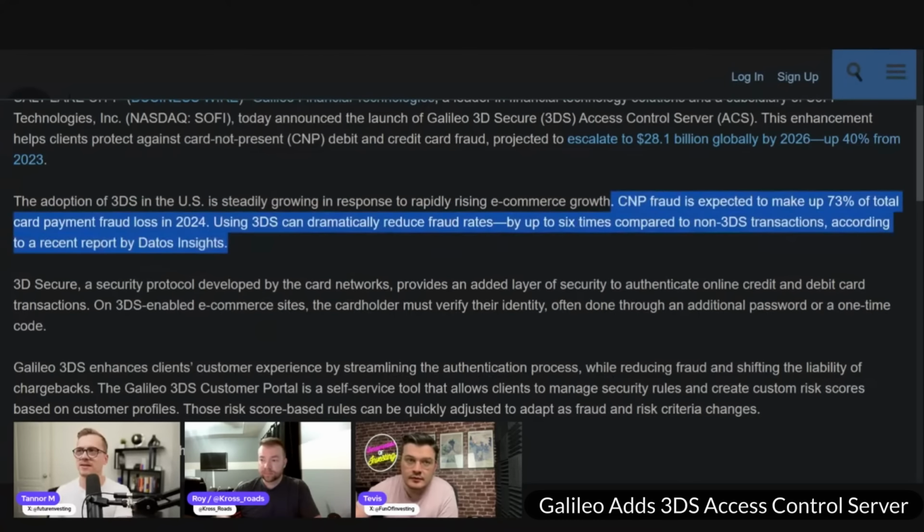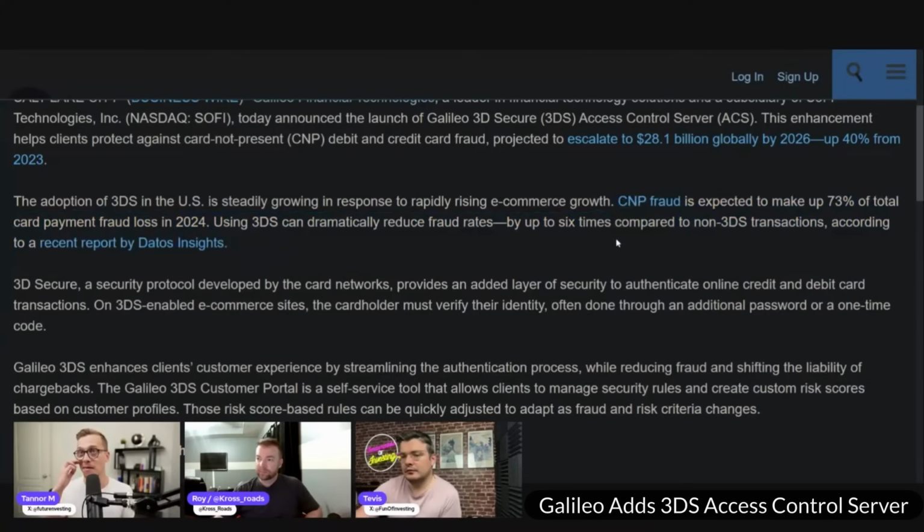present fraud is expected to make up about 73% of total card payment fraud loss in 2024. Using 3DS or 3D Secure, it can dramatically reduce fraud rates up to 6 times compared to non-3DS transactions. So card not present is an online transaction anywhere where the card is not actually physically communicating with the terminal. Potentially, this either adds to increased revenue per client or potential amount of clients that were looking for this type of product where they didn't want to be liable for the losses and they wanted to put that to the issuer of the cards. Well, you're going to need 3DS to do something like that.